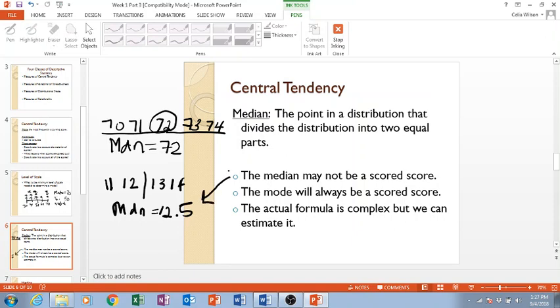Okay, so up here, the median was an actual score in our distribution. Maybe these are all the ages of the grandparents in my children's lives, right? So 72 is an actual age of one of the grandparents. But maybe down here, these are the ages of all the cousins. But in this case, the median is not an actual age, which is 12.5. So the median may not be a scored score, but it might. Whereas the mode will always be a scored score. Okay?